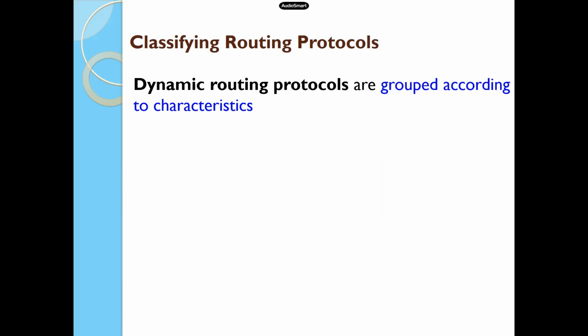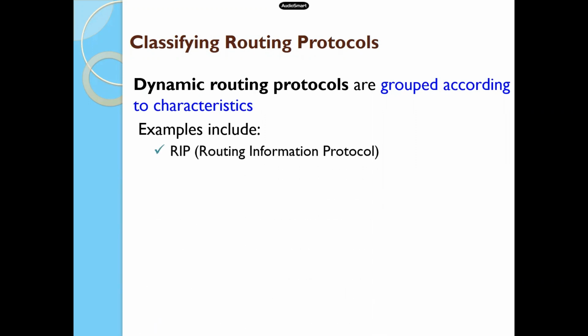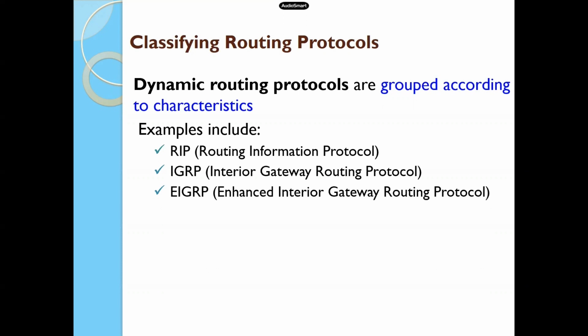So how do we group the routing protocols? There are certain characteristics that could be grouped with. For example, we have the routing information protocol, and that's going to be today's lab. There is the interior gateway routing protocol, and we're going to just mention it, talk about it a little bit. There is the enhanced interior gateway routing protocol. Again, we're going to talk briefly about it. The OSPF, that's going to be a topic of next week's lab. So basically, we're going to do RIP today, and next we're going to do the OSPF, the open shortest path.